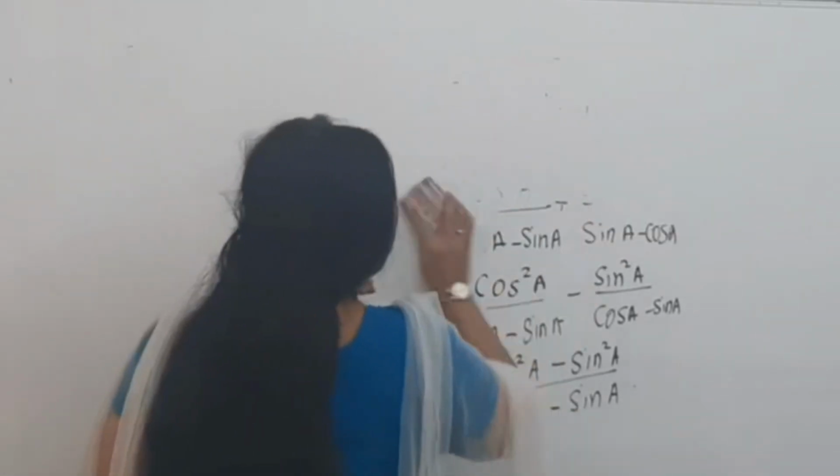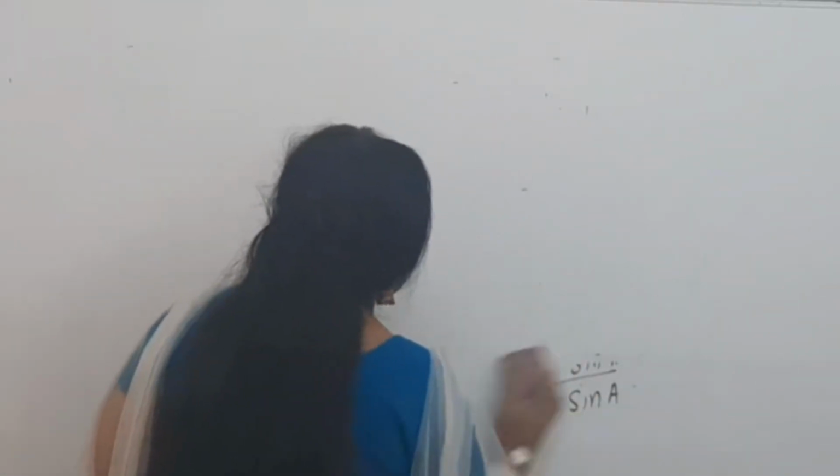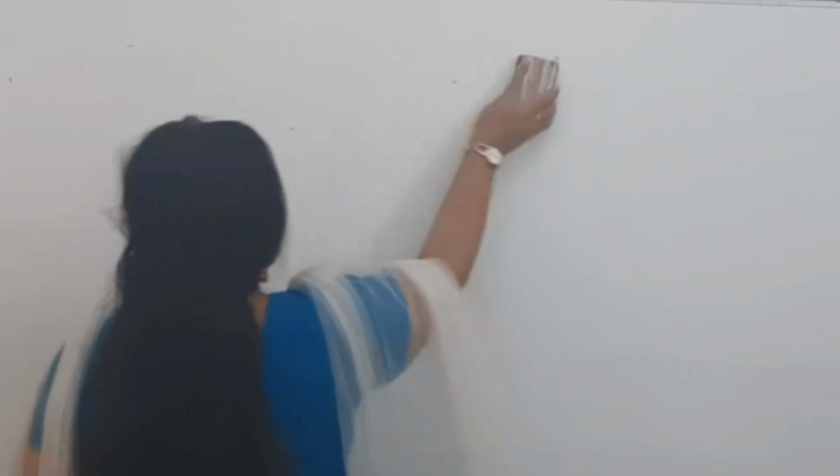Second question. I hope children everyone knows the identities that we have studied in our previous video. The first identity is sine square theta plus cos square theta is equal to 1. The second identity is 1 plus tan square theta is equal to sec square theta. Third identity is 1 plus cot square theta is equal to cosec square theta. From this we derive the identities.